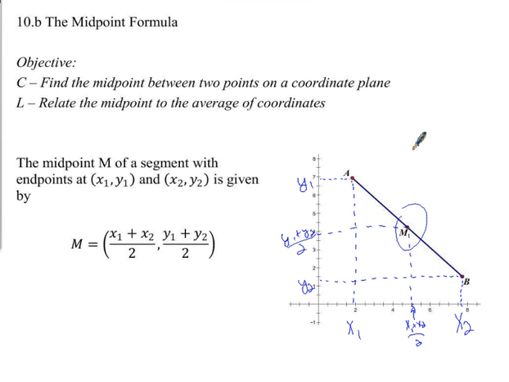It could be horizontal, it could be vertical, it could look like this, it could be going up from left to right. It doesn't matter. This formula works for every single 2 points on that plane. It's very easy to do.